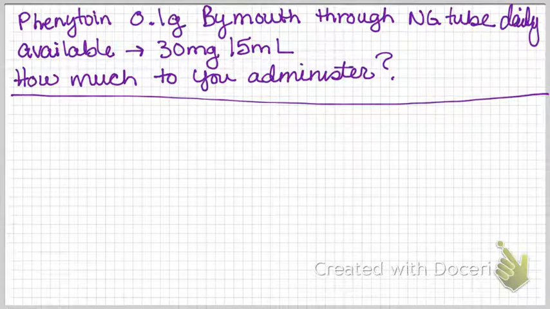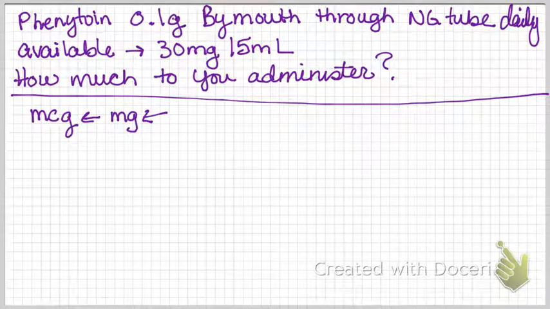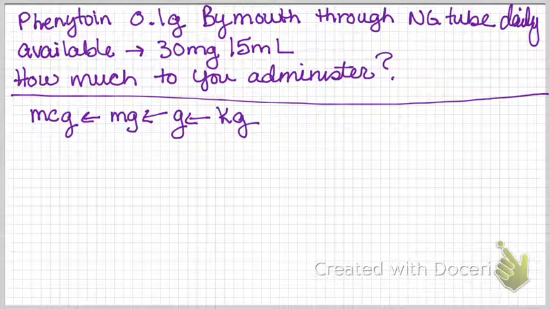The easiest way to do it, there's a couple of ways. So let's do the formula here. We have micrograms, and what comes after micrograms? Milligrams. And then what comes after milligrams? That's grams. And then we have kilograms. All of this is about moving the decimal point, which makes it easier. You can take your number, 0.1 grams, and times it by 1,000.